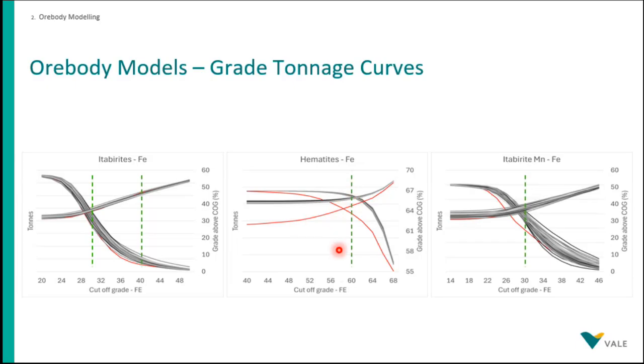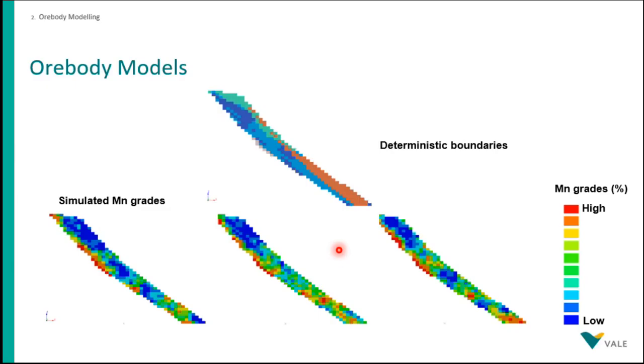We ended up also simulating manganese. And for this deposit, the bottom part was a bit richer in this material. So that's why you have more variability and also higher grades at the bottom part.